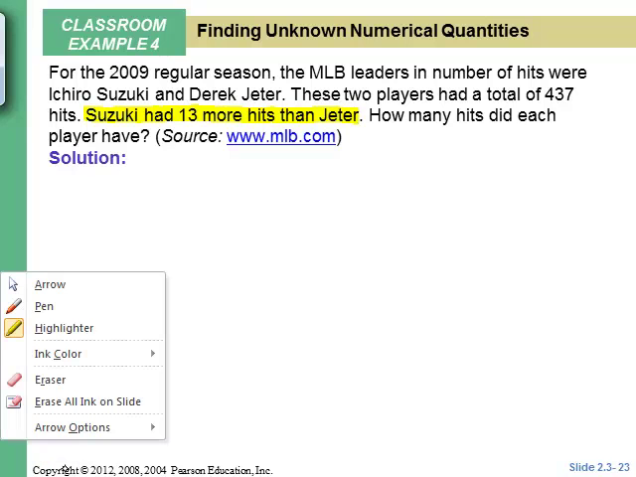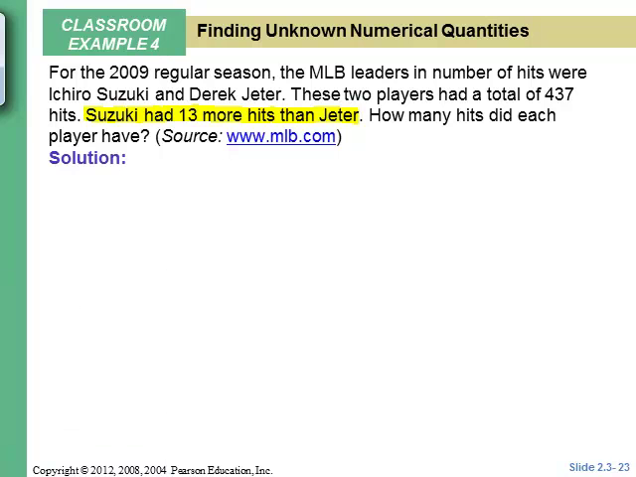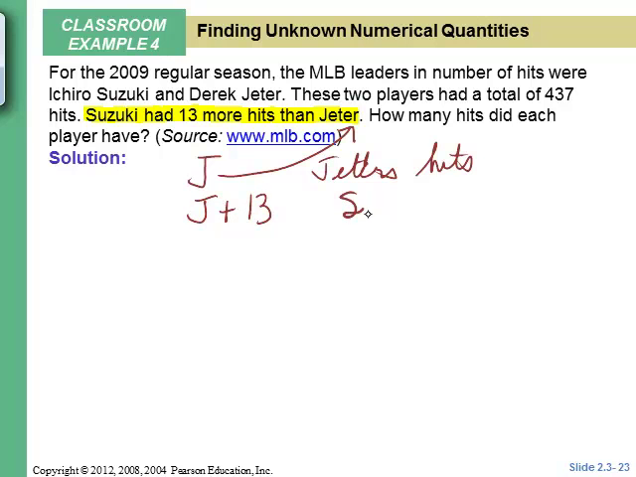Okay? From that sentence, we can get two pieces of information that are crucial. I'm going to make my variable J for Jeter. I always base my variable on the second one listed in that important sentence. So that's Jeter's hits. Suzuki's hits is Jeter plus 13. That's Suzuki's hits. Suzuki had 13 more hits than Jeter.